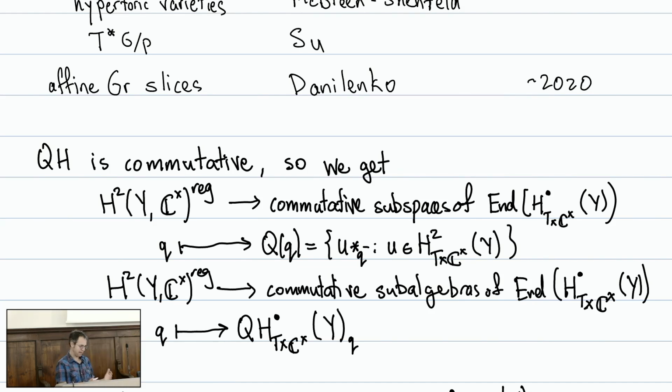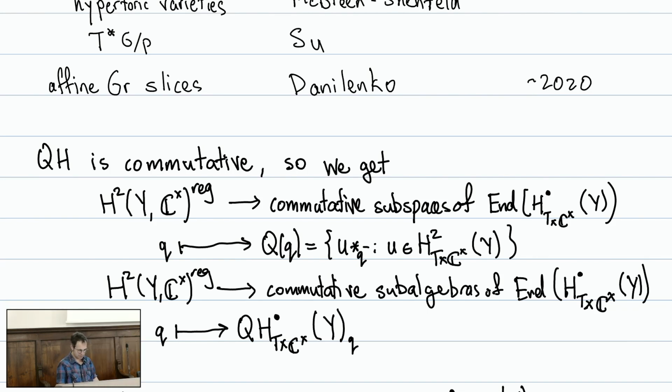So stepping back, we can see that for every element Q in this regular part of the Kähler torus, we can associate quantum multiplications at that parameter Q. And this will produce a commutative subspace. So using this quantum cohomology, we get a map from H2 with coefficients in C star, the regular part of this Kähler torus, to the set of all commutative subspaces. Later in this series, we're going to be interested in understanding what happens when we compactify this map. In other words, what's the closure of the image of this map? So that's the preview of where we're going.